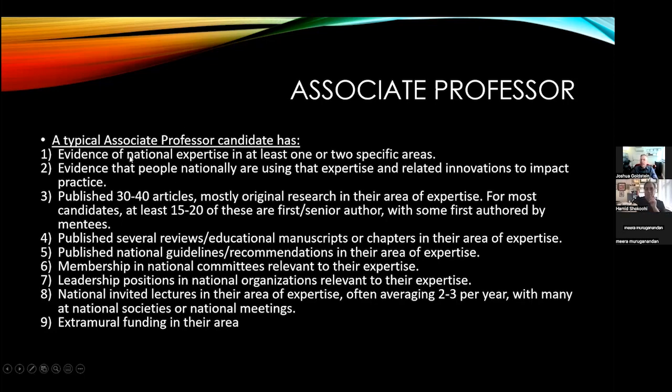So how do you somehow show people that? How do you capture metrics that say that? Ideally, you can have some sort of evidence that people nationally are using your knowledge, your skill set, your innovations, things you've done to influence practice, that you've published articles, ideally original research, ideally as first or senior author, etc. You're getting invited to write reviews, chapters, things like that. Some may say that really chapters and reviews don't help you. It's not true. First of all, everything helps.